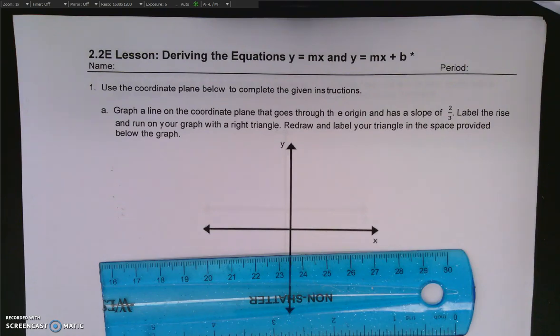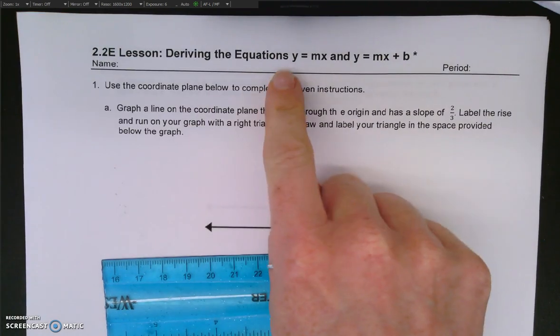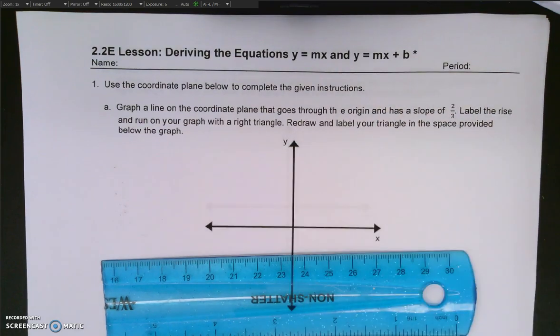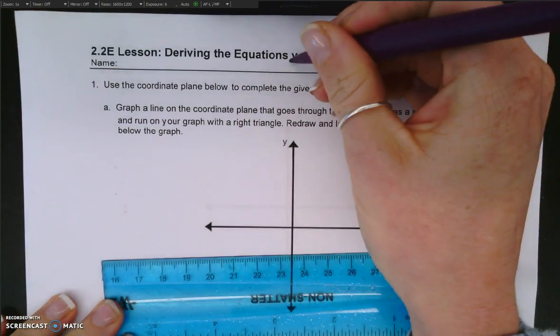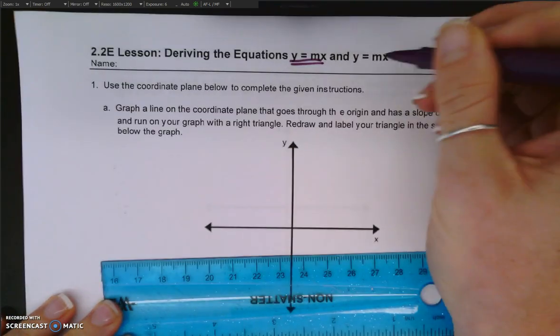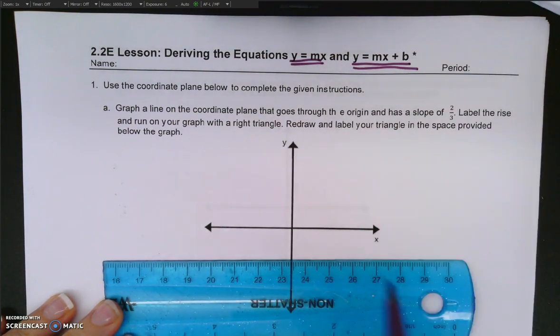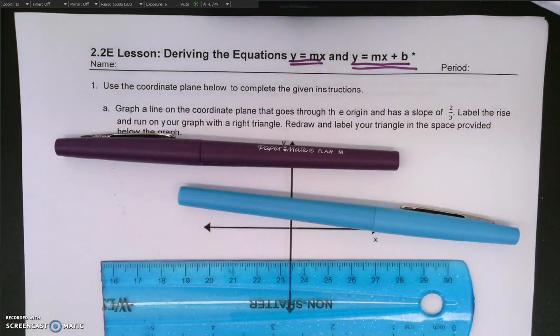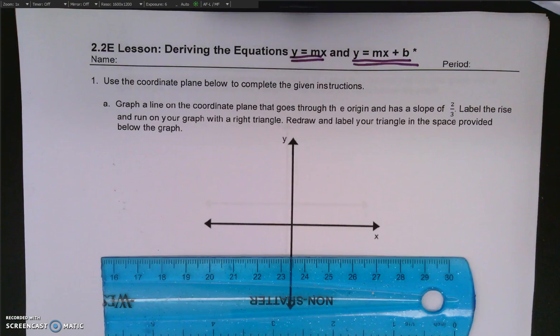Welcome, salutations. This is lesson 2.2e, deriving the equations of y equals mx and y equals mx plus b. Remember, we've been talking about proportional relationships and linear non-proportional relationships. Today it's important that you have a ruler with you and at least two different colors or a pen and a pencil. Let's get started.